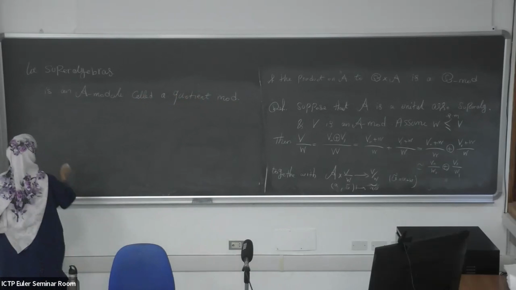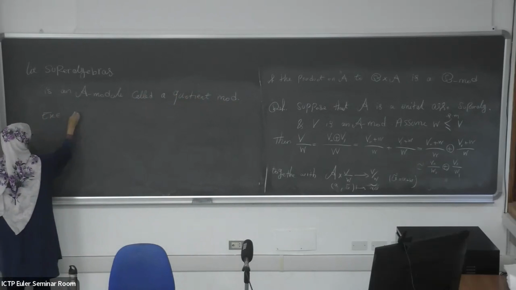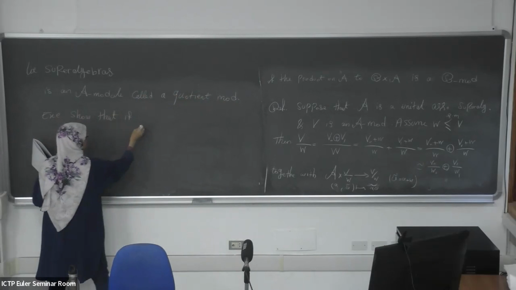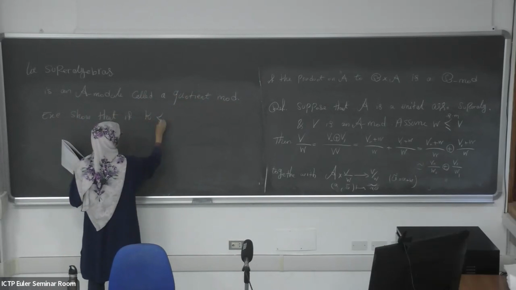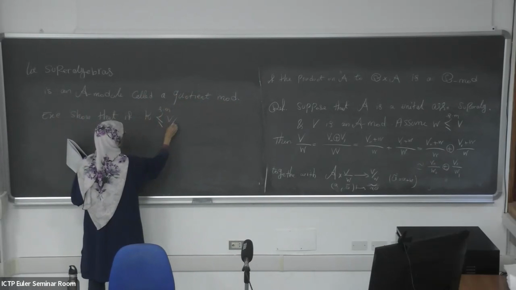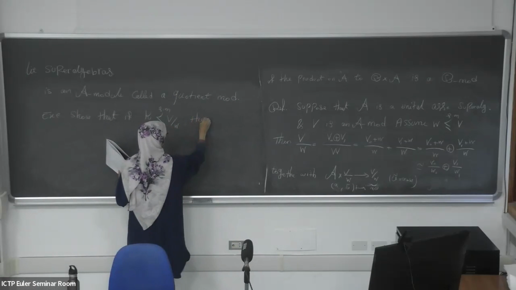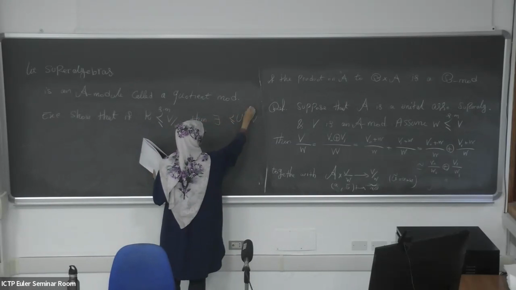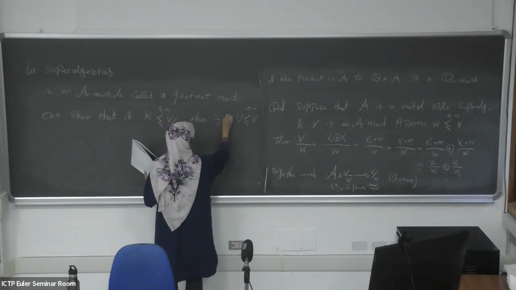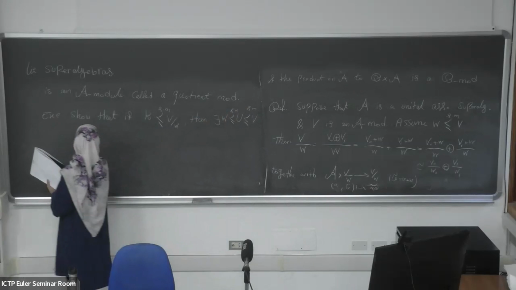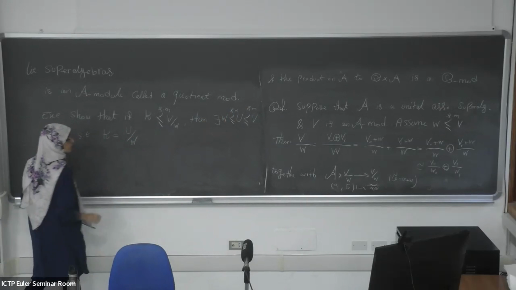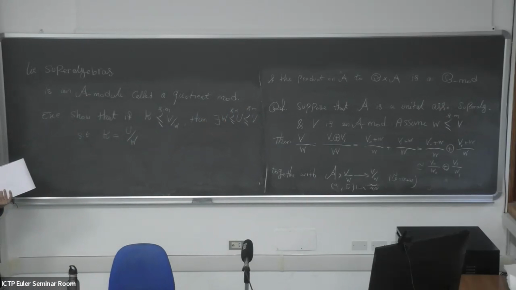And as an exercise, show that if K is a submodule of V over W, then there is U, a submodule of V, which contains W, such that K is U over W. All submodules of the quotient are again a quotient.